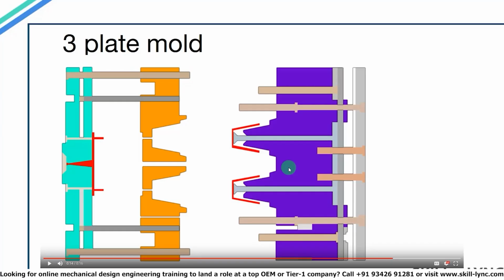Due to this, the production time is reduced, and hence for mass productions, 3-plate mold will be preferred. However, the cost of 3-plate mold is also more compared to the 2-plate mold. So if there is an order of 500,000 components, then it doesn't make much sense to use 3-plate mold, and 2-plate molds will be used.